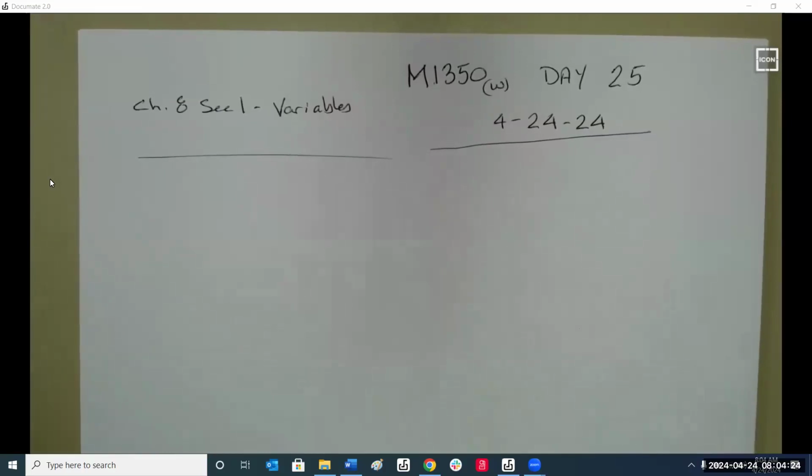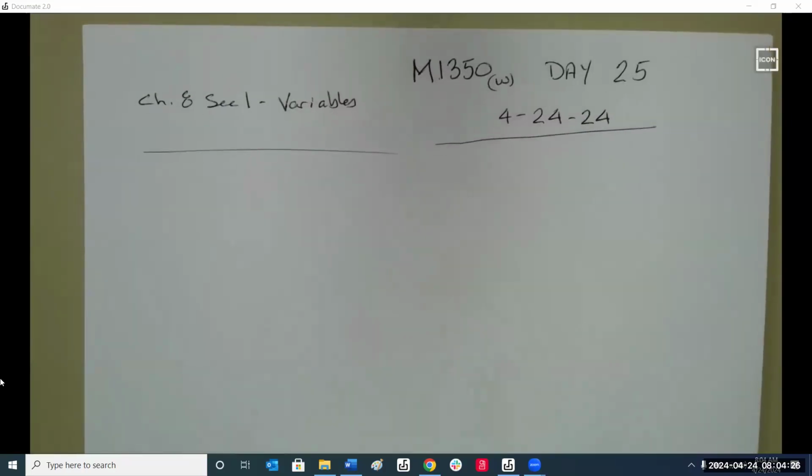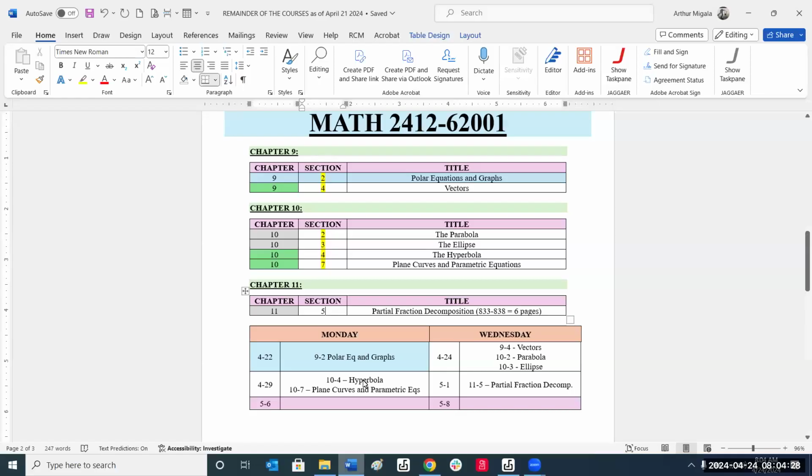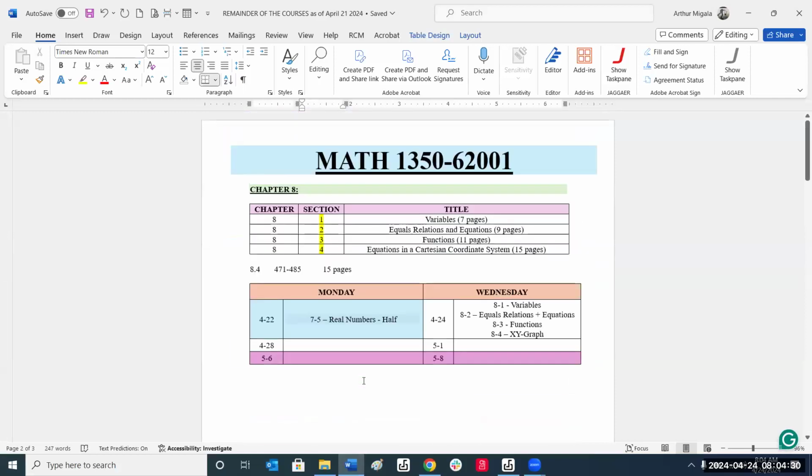All right, today we're going to start the last chapter, chapter 8. Chapter 8 deals with variables, equations, relations, functions, equations of lines, the whole algebra of math.